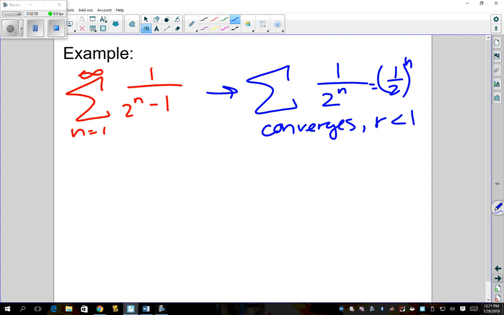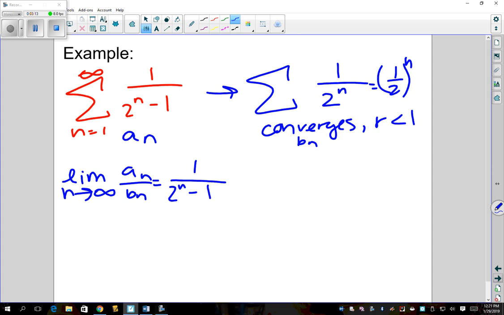So we know that series converges, and so we're going to take the limit as n approaches infinity of a sub n over b sub n. And remember, our a is our original, and our b is our new. So we're going to take 1 over 2 to the n minus 1, times, and this is also like the ratio test, we just flip the second fraction, so 2 to the n over 1. When we simplify, we just get 2 to the n over 2 to the n minus 1.